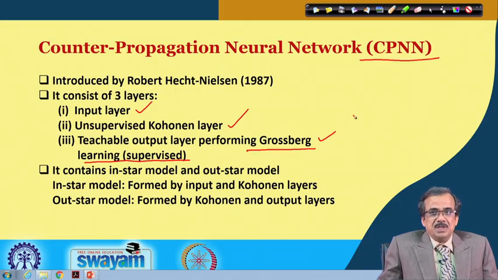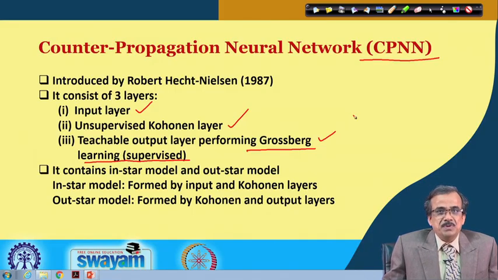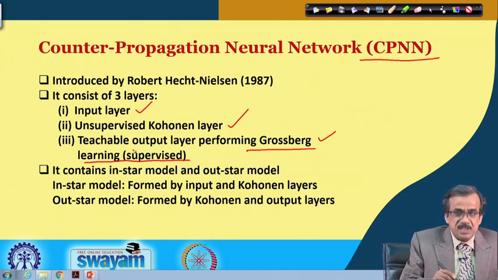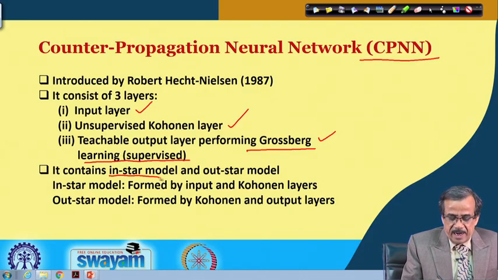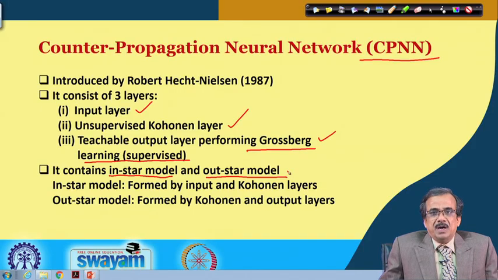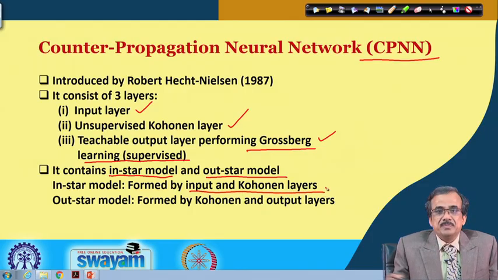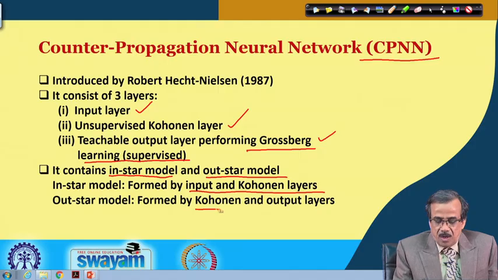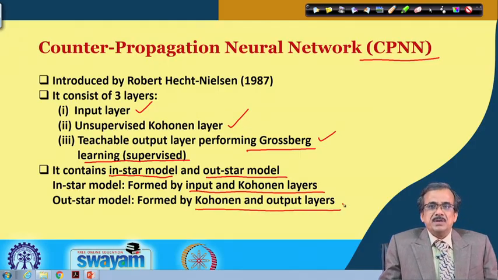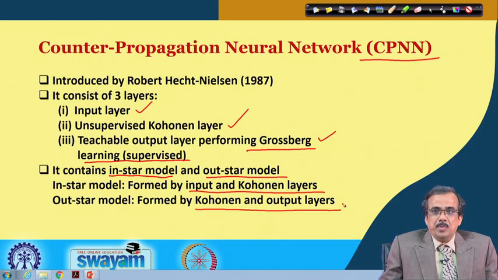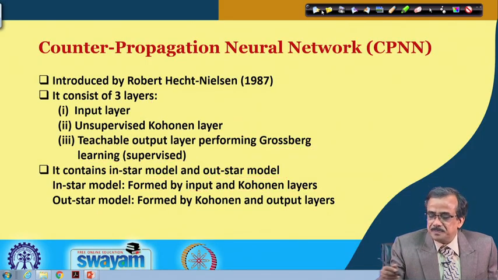Now, let us see how it works. Construction wise, this network consists of 2 models. One is called the in star model and another is called the out star model. The in star model consists of the input and the coherent layer, and the out star model consists of the coherent and the output layer. We are going to discuss in detail what is happening in the in star model and in the out star model.